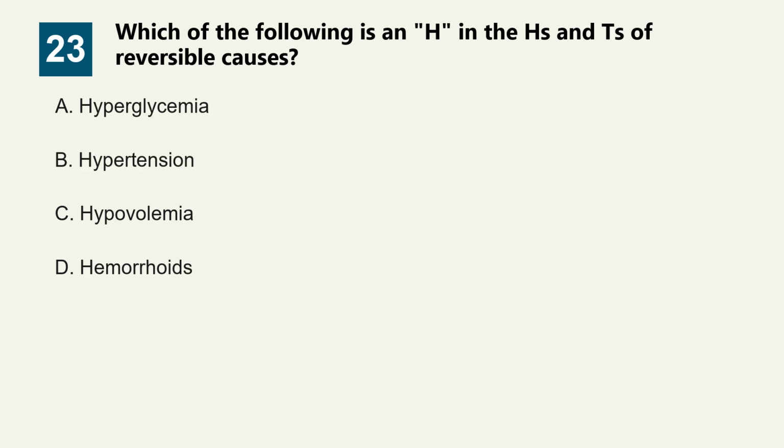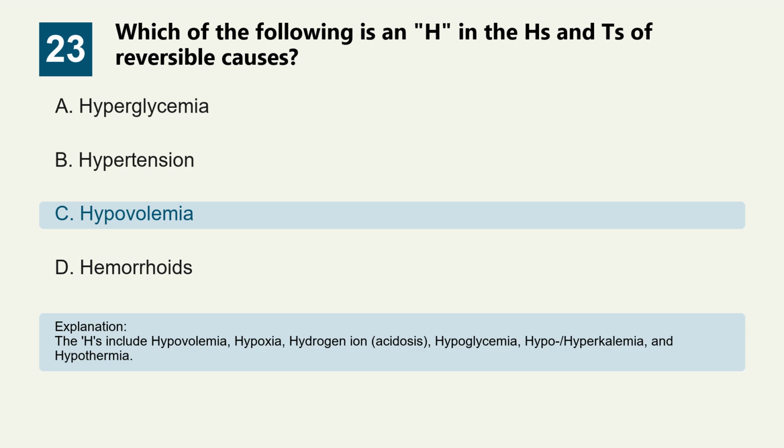Question 23. Which of the following is an H in the H's and T's of reversible causes? Option A. Hyperglycemia. Option B. Hypertension. Option C. Hypovolemia. Option D. Hemorrhoids. The correct answer is option C. Hypovolemia. The H's include hypovolemia, hypoxia, hydrogen ion (acidosis), hypoglycemia, hypo-/hyperkalemia, and hypothermia.